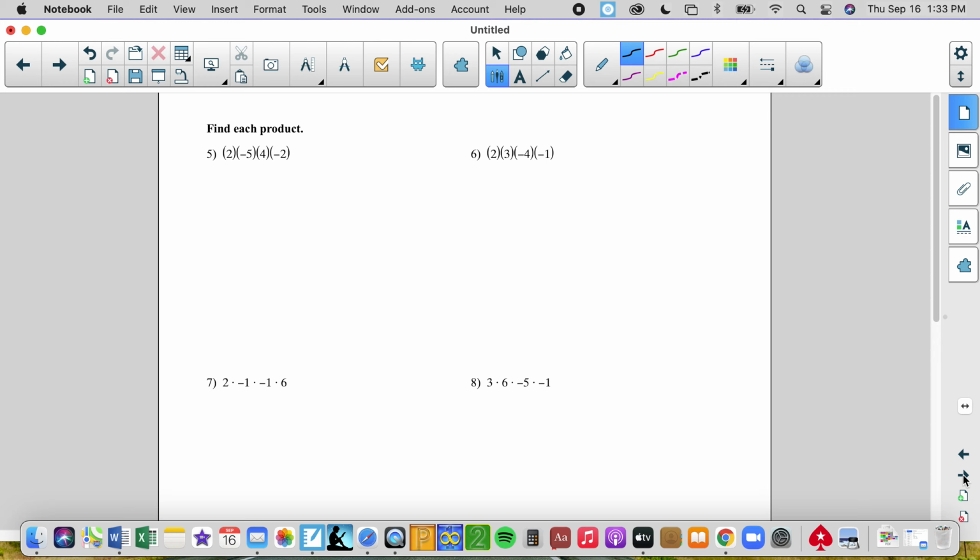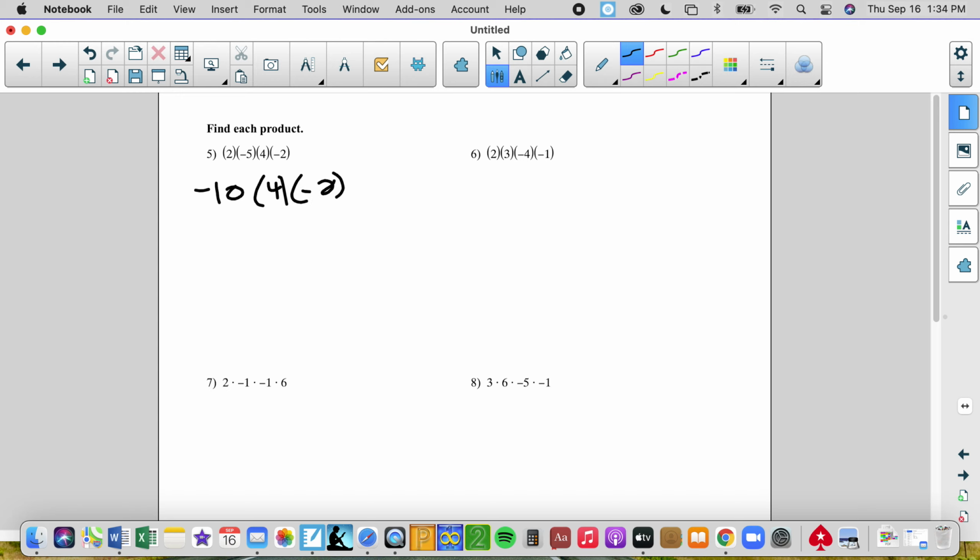Now we have, notice it says find each product. So our direction even hints to what this problem is focusing on. This is multiplication. Even though there are signs, it is multiplication between those two. So this is not addition and subtraction. This says 2 times negative 5 times 4 times negative 2. So I'm going to do that left to right. 2 times negative 5 is negative 10. Rewrite the rest of it.